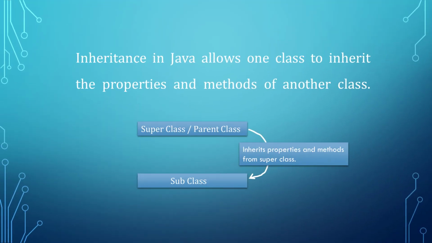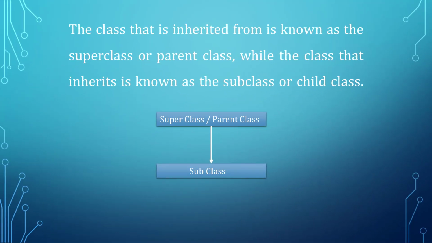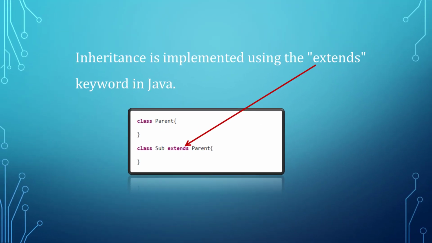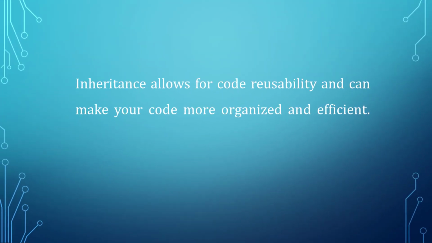Inheritance in Java allows one class to inherit the properties and methods of another class. The class that is inherited from is known as the superclass or parent class, while the class that inherits is known as the subclass or child class. Inheritance is implemented using the extends keyword in Java. Inheritance allows for code reusability and can make your code more organized and efficient.